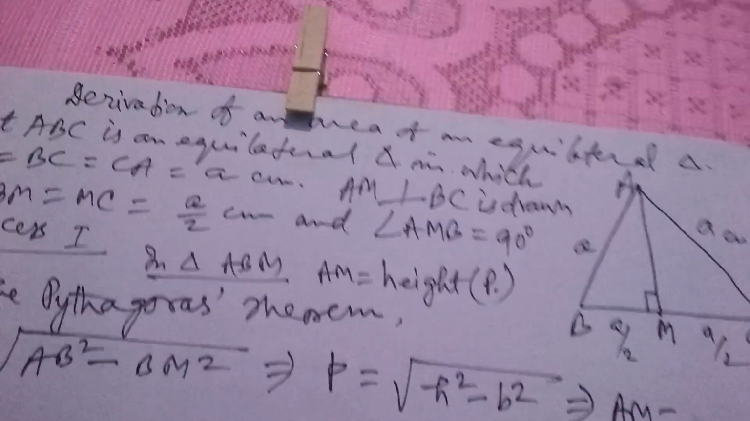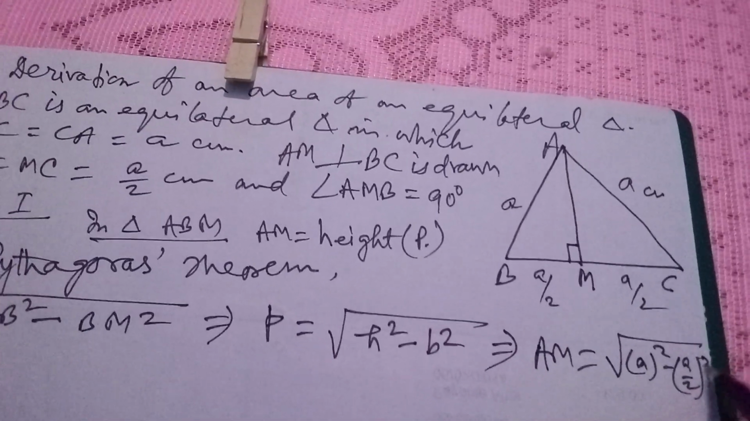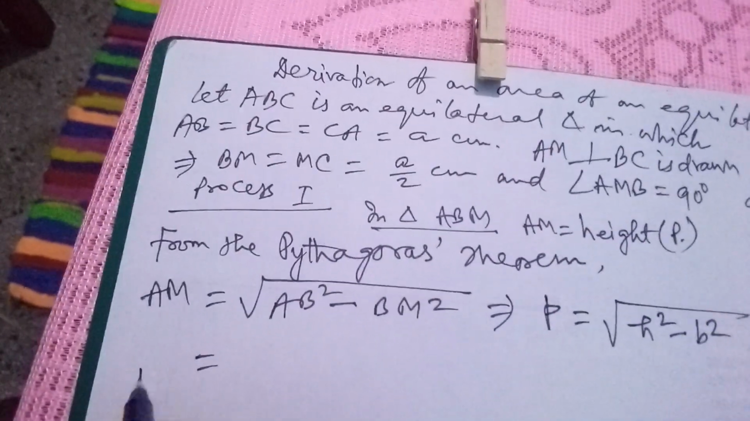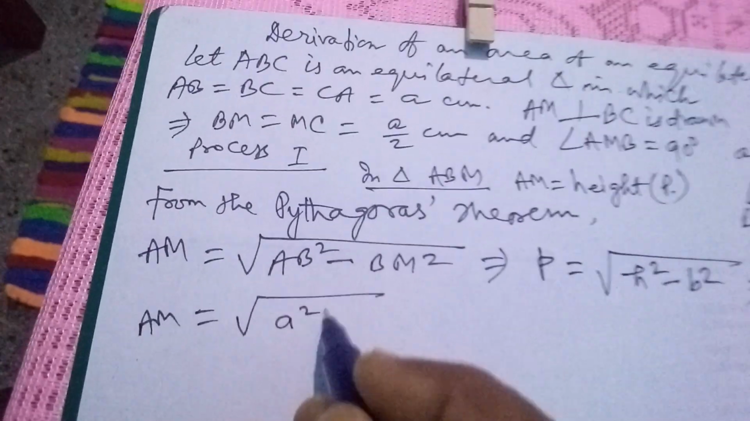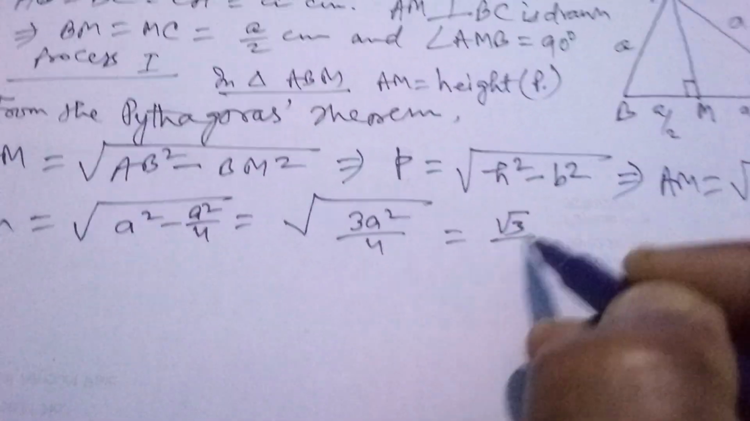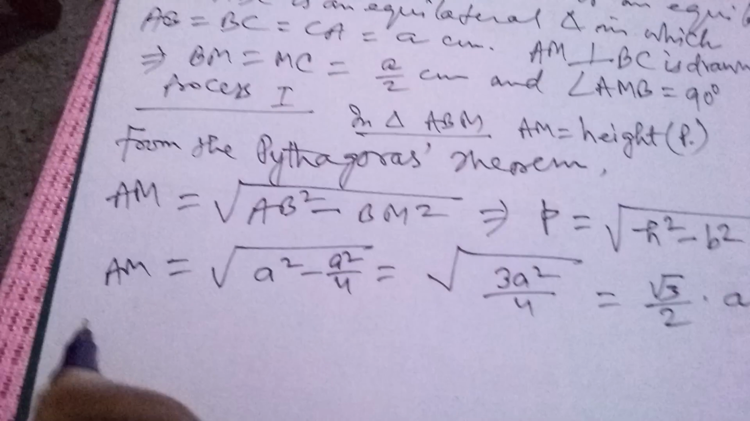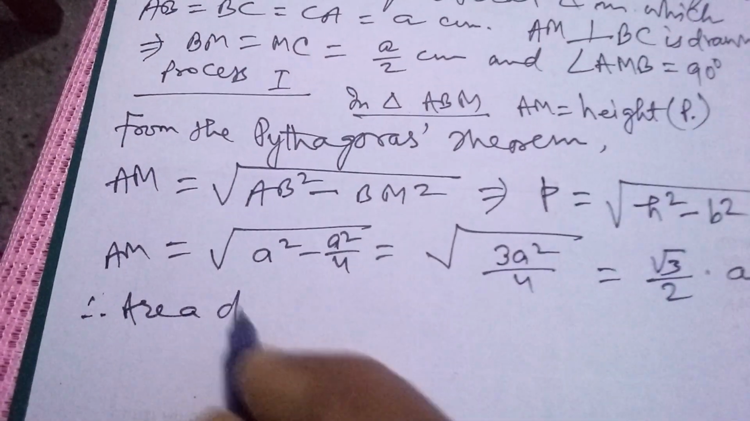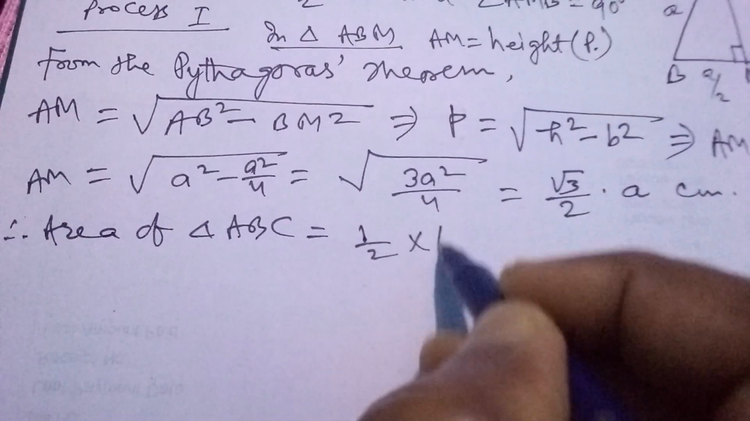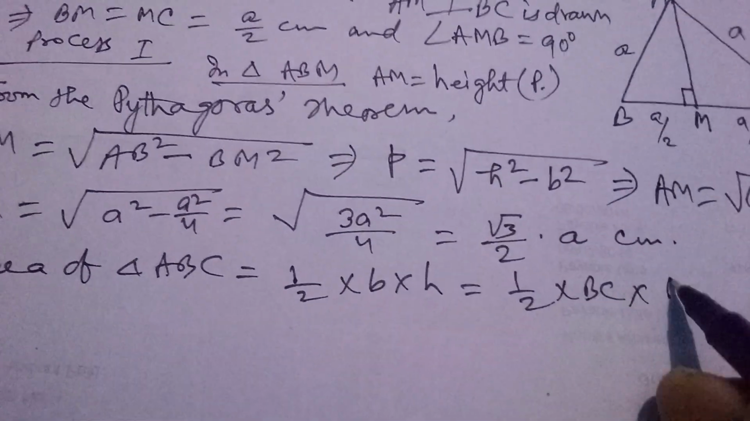AM. So this AM equals root under a to the whole square minus a by 2 to the whole square. And so AM equals square root of a square minus a square by 4, that is root of 3a square by 4, and that is root 3 by 2 into a cm. And therefore area of triangle ABC equals half into base into height. So base is here BC and height is here AM.